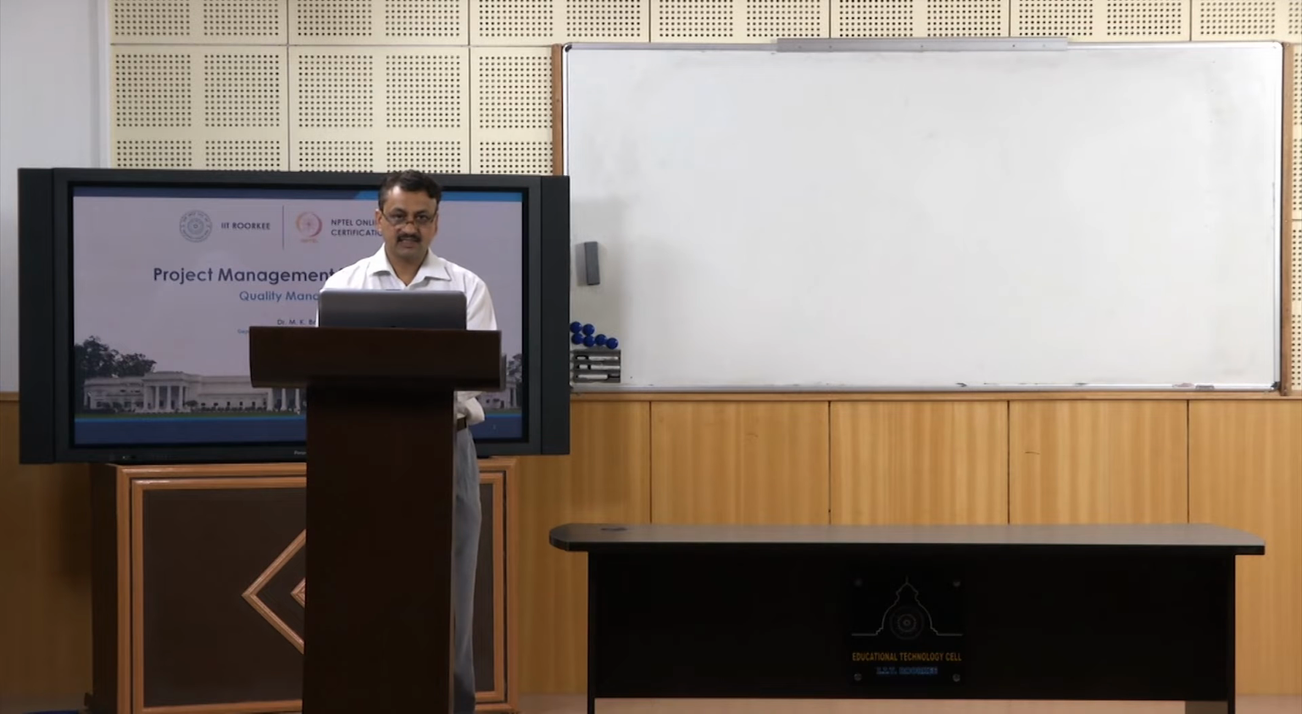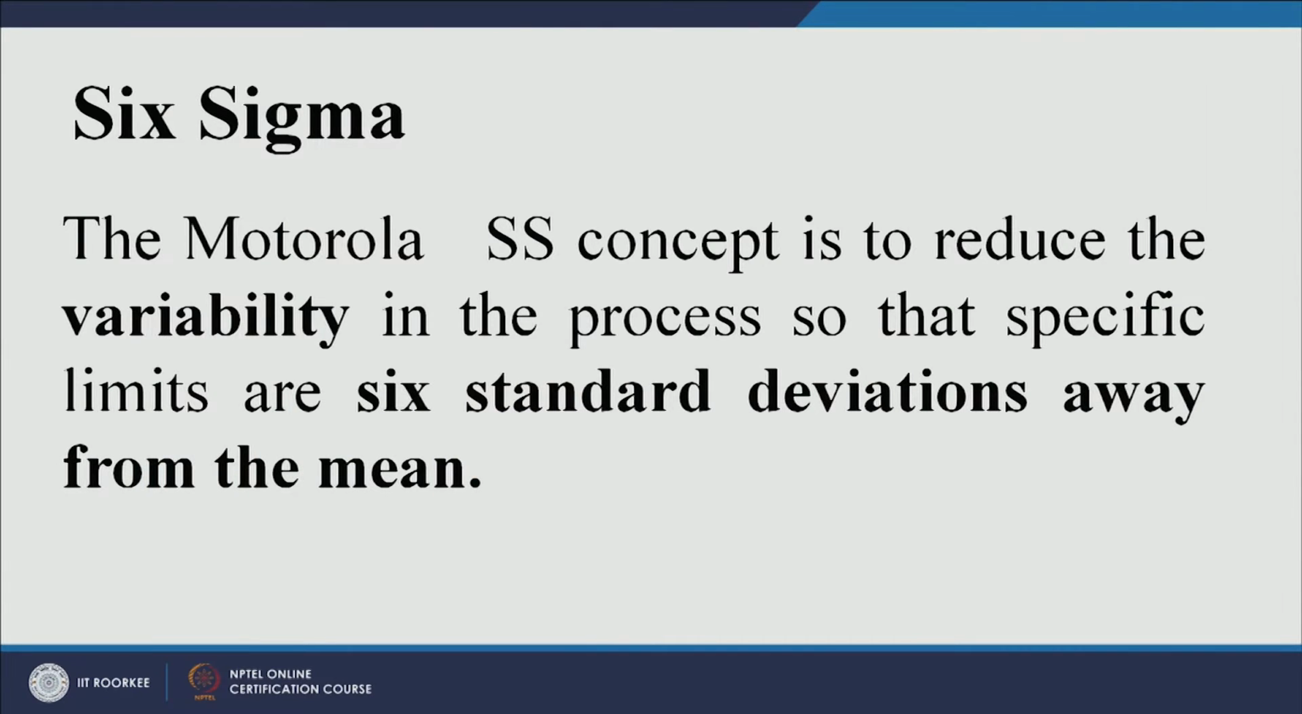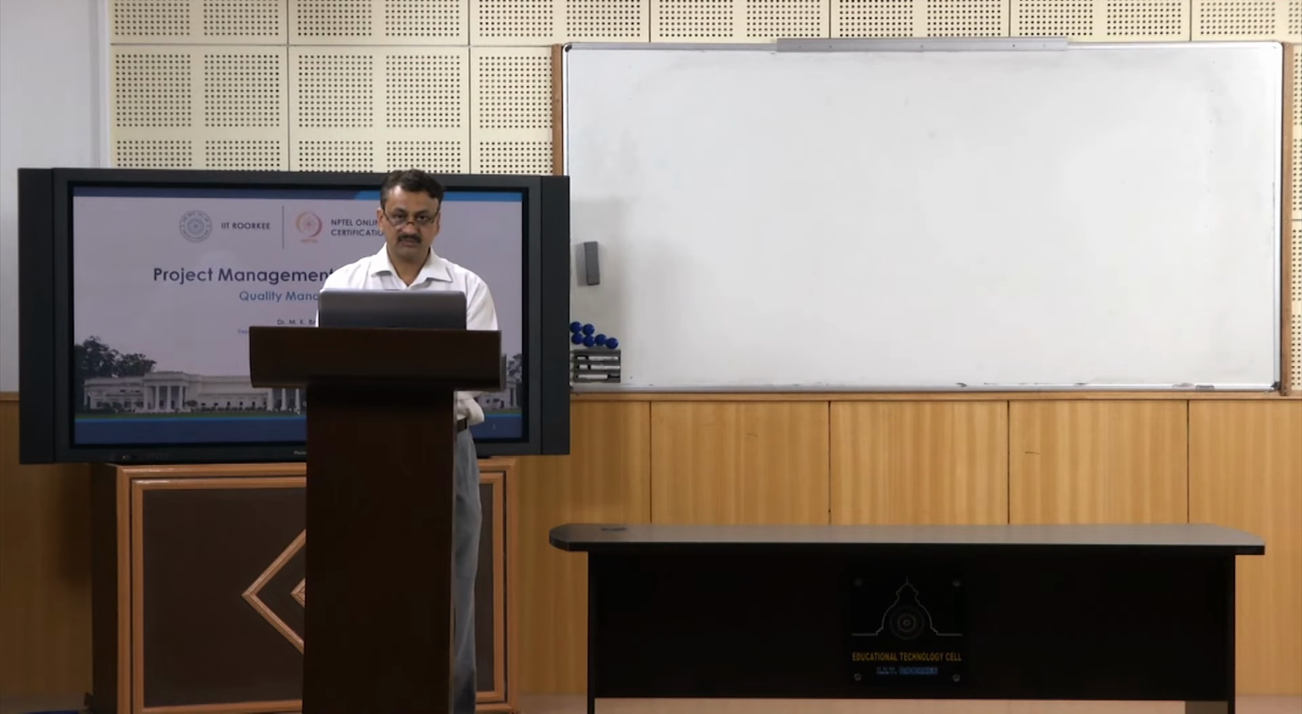Six sigma is basically a concept wherein we reduce variability in the process, so that the upper specification limit and lower specification limit are 6 standard deviations away from the mean. That is 6 sigma. What is 6 sigma? It is a process of reducing variability, where the mean value is 6 standard deviations away from the upper and lower specification limits, right.